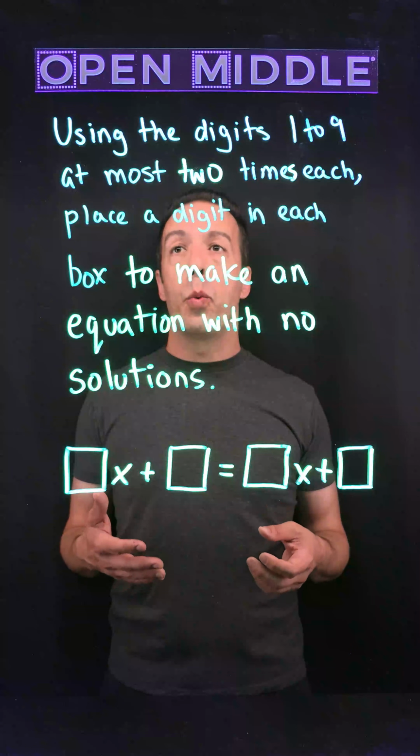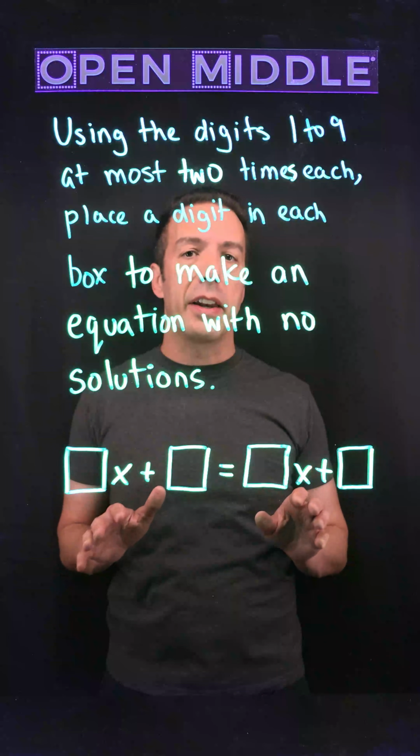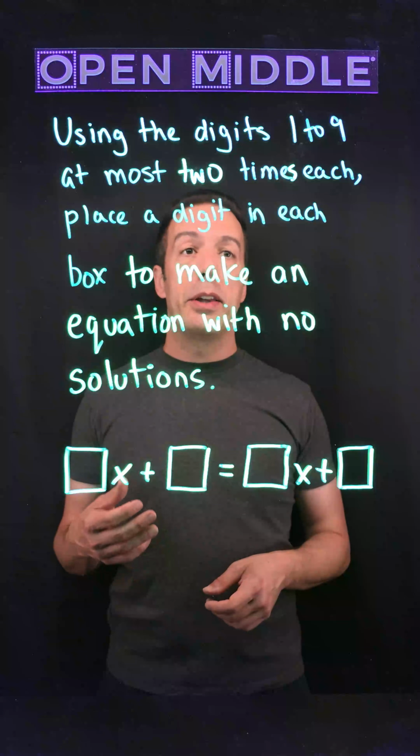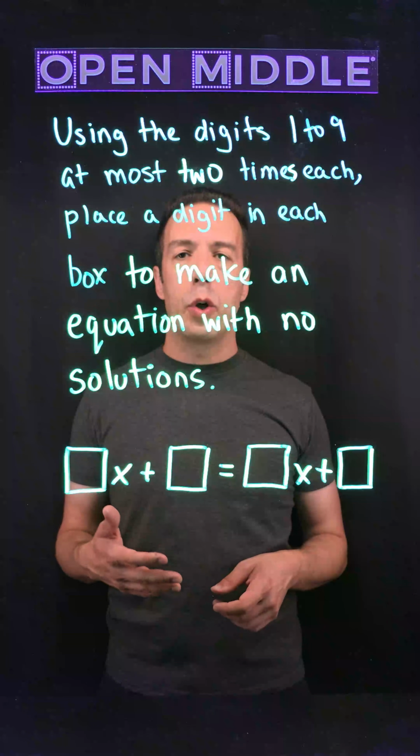So it says, using the digits at most 2 times each. 2 times is not a common thing. At most 2 times each, place a digit in each box to make an equation with no solutions.